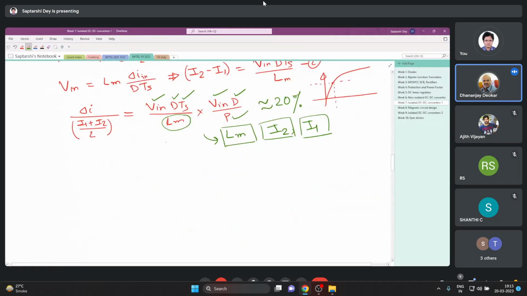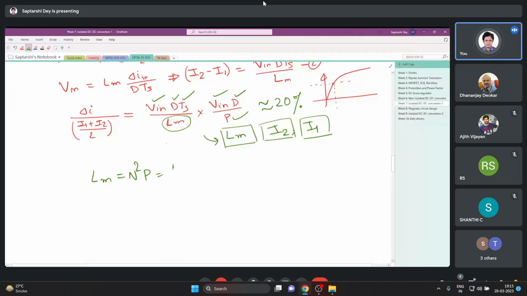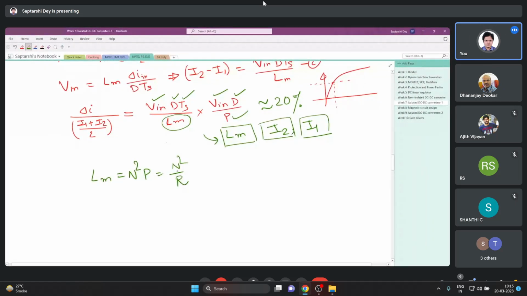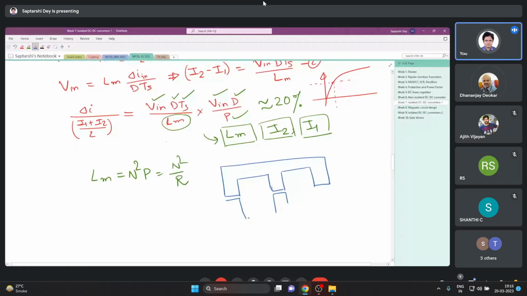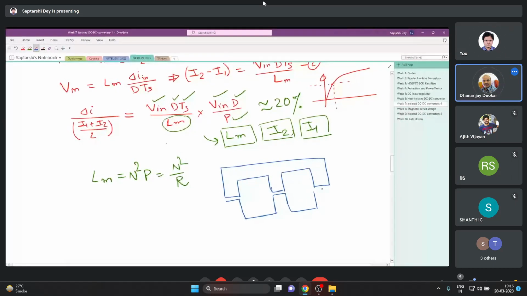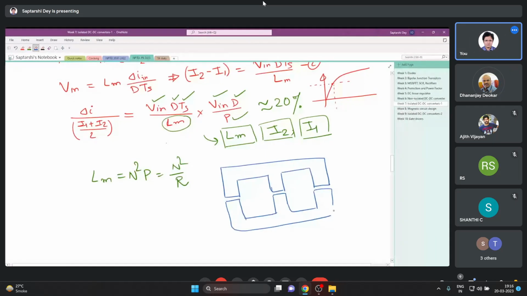Now the next part is, this much Lm we need. Lm is primary turns N squared times permeance, or N squared by reluctance. I remember after this calculation, we went into an iterative way of designing the magnetic circuit. We went to the shop, because there are catalogs for cores, of course, but not always do the shopkeepers keep them. They do not even have those catalogs; they have the cores in their showcase. You have to look from there and buy something like that. So that's why we had to go in some iterative way.